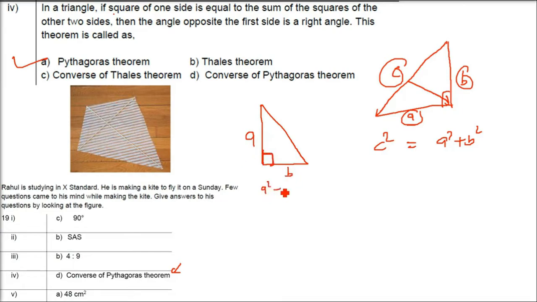the sum of the squares of the sides holding that 90 degree angle will be equal to the square of the side opposite to that angle. So this is the opposite of what they have given. It is not Pythagoras. It's the converse, or the reverse, of Pythagoras theorem. D is the correct answer here. So just tick D here, right? D is the correct answer.